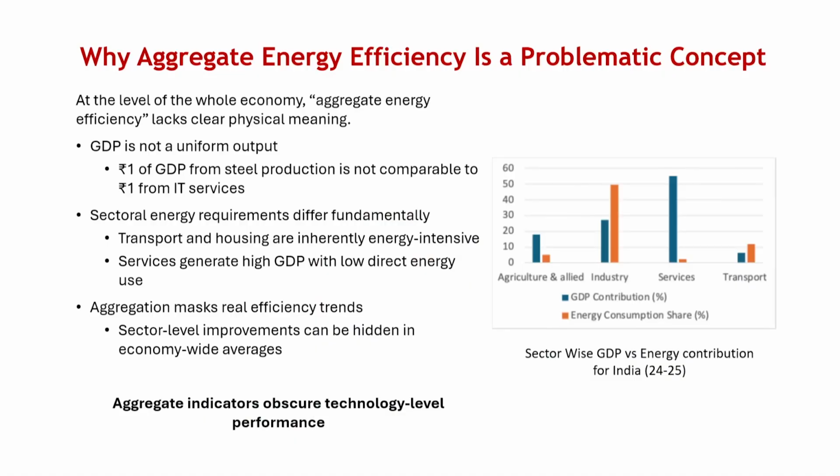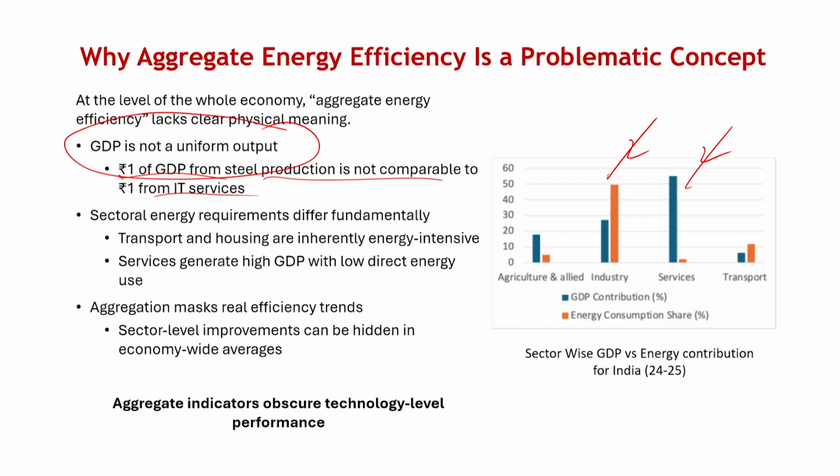Why is aggregated energy efficiency a problematic term? Try to understand that GDP is not a uniform output. Rupees 1 of GDP from steel production is not comparable to Rupees 1 of IT services, because look at the amount of energy which IT services use per unit of rupee generated versus the amount of energy which industry uses per unit of rupee generated. If you just compare this as a number, each sector will behave differently. Sector requirements will differ fundamentally. So as a unified concept, it is very difficult to compare, and you will not be comparing apple to apple, you will be comparing apple to oranges.